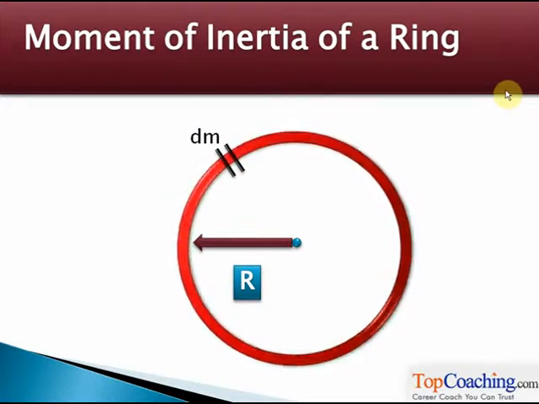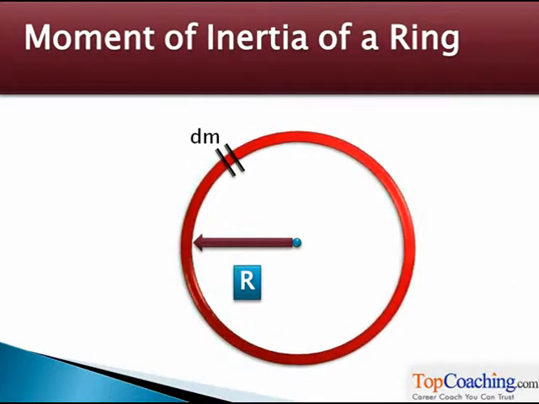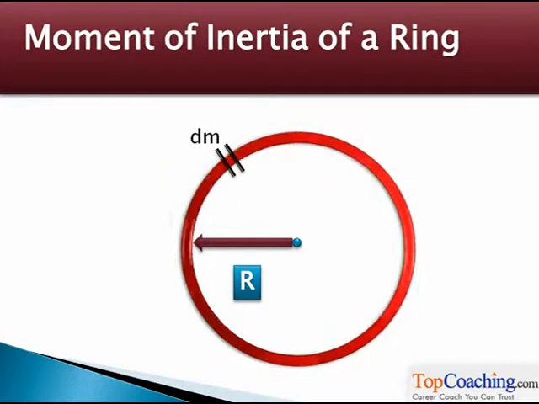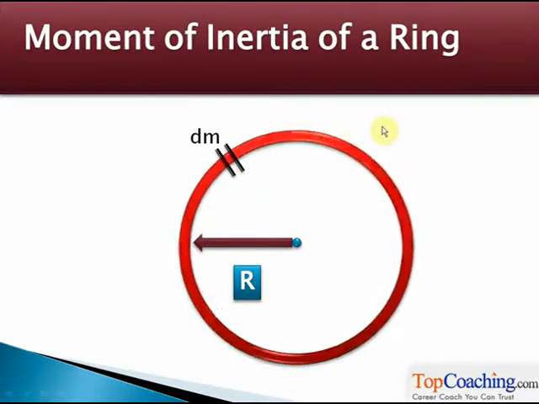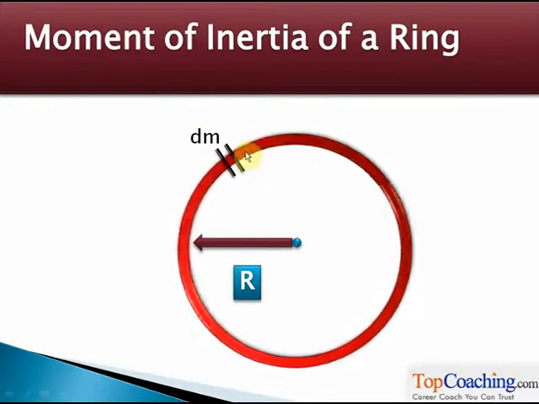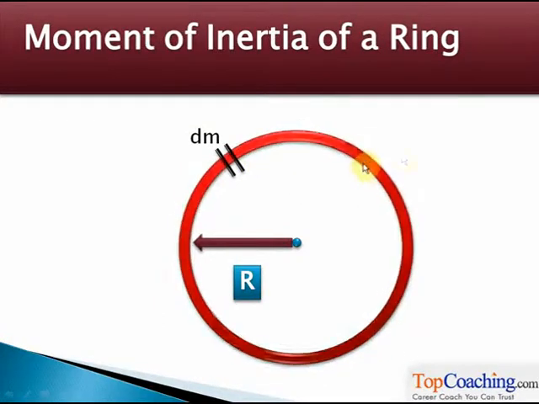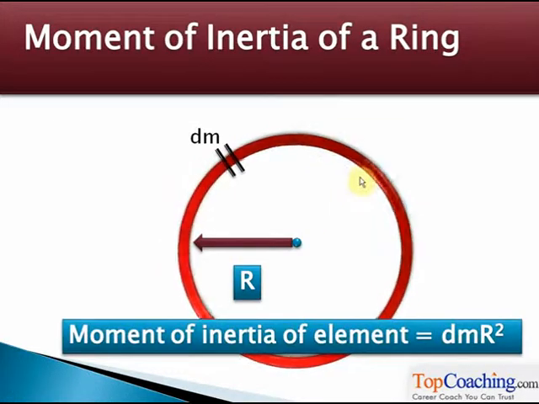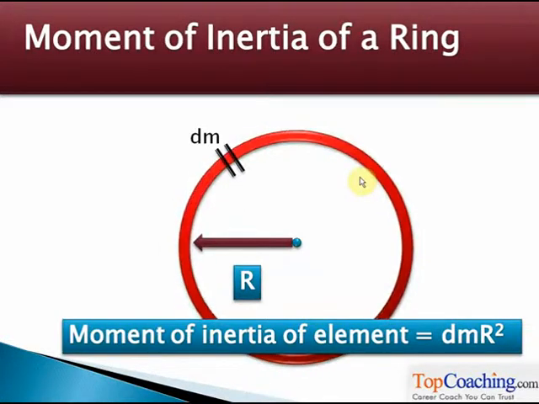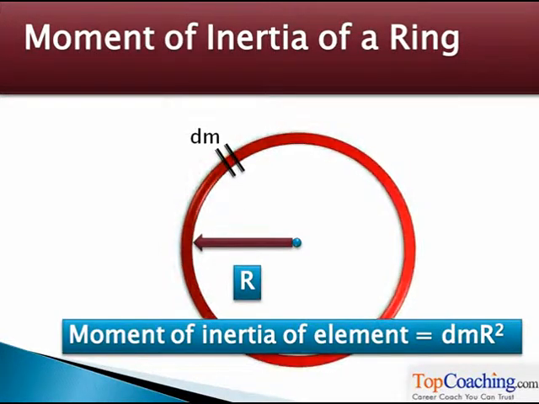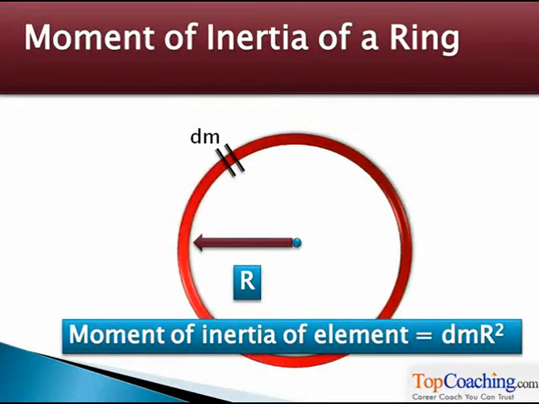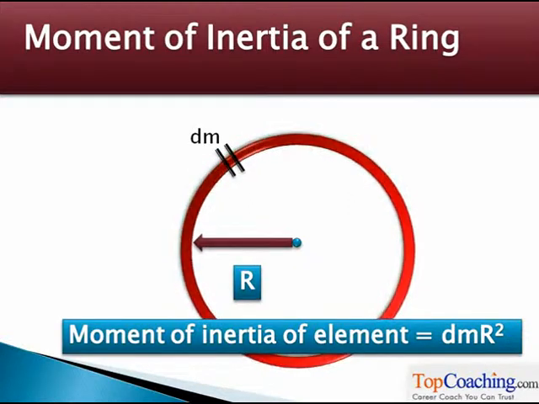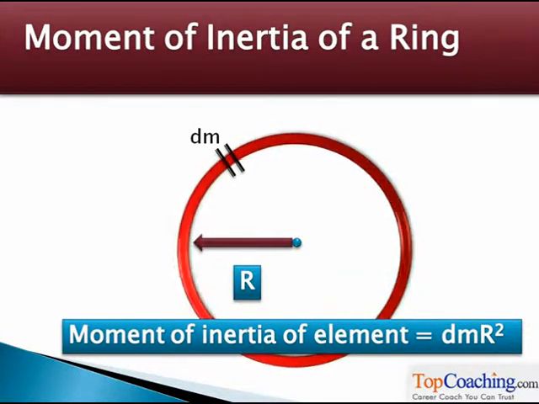If you consider a small element, dm, on the ring, an element means a very, very tiny portion of the ring, an infinitesimally small portion of the ring. In that case, you can add up the moment of inertia of each of these tiny portions of the ring to get the total moment of inertia of the ring about the central axis, isn't it? So we consider this element of mass dm, very, very small mass on the ring, and we try to calculate its moment of inertia. Then we integrate the moment of inertia of all such elements to get the total moment of inertia of the ring about the central axis.